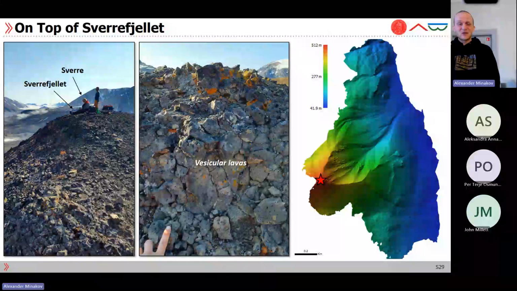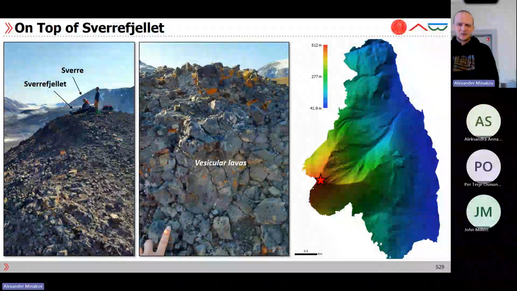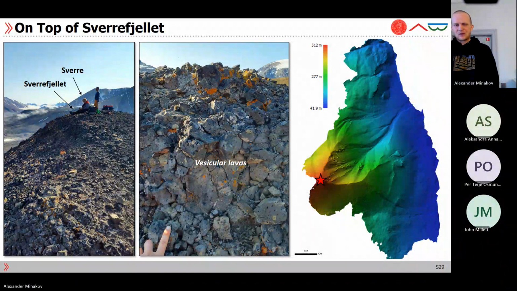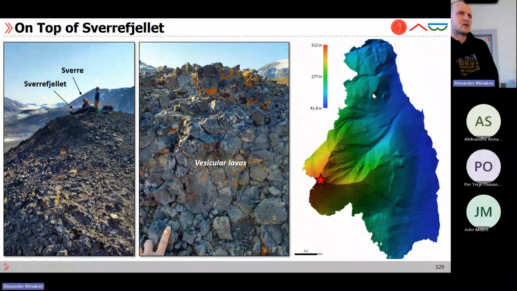On the very top we also have vesicular lava flows. In this case, again, this is important to consider in terms of magma emplacement paleogeography, let's say, because maybe people who worked there before can correct me, but above the 150 meters, we generally don't have pillow lavas. We have just vesicular lava flows and tuffs.